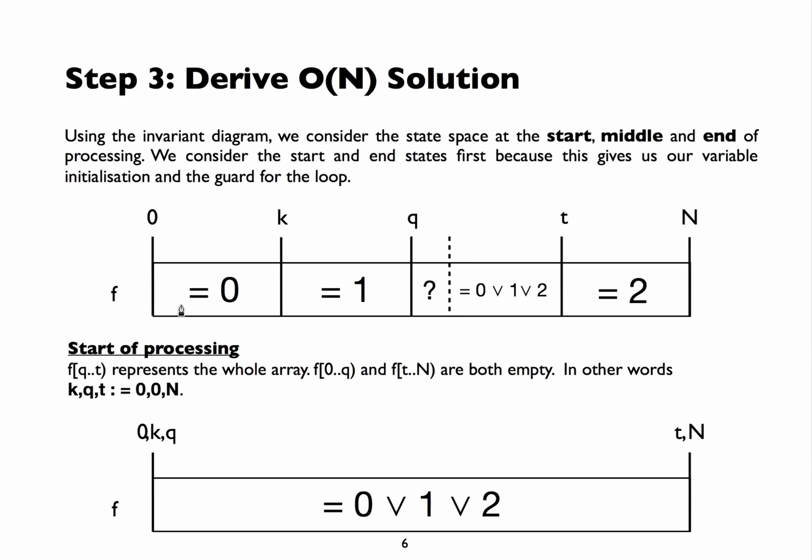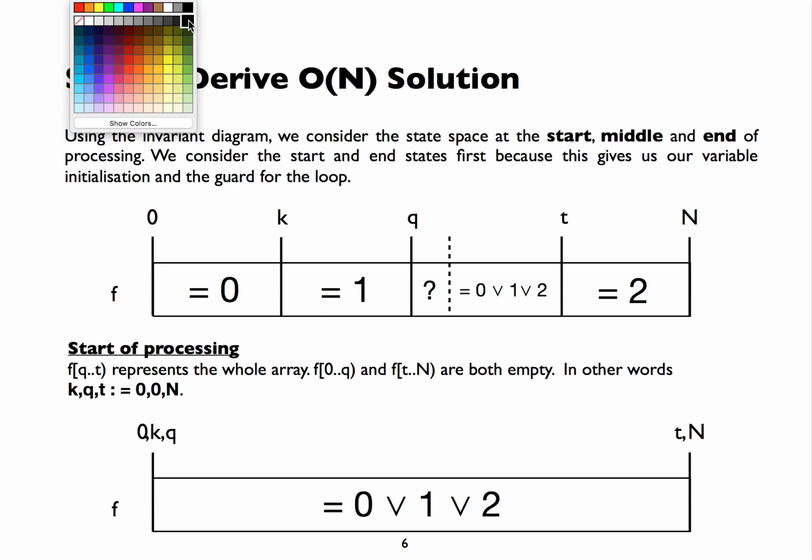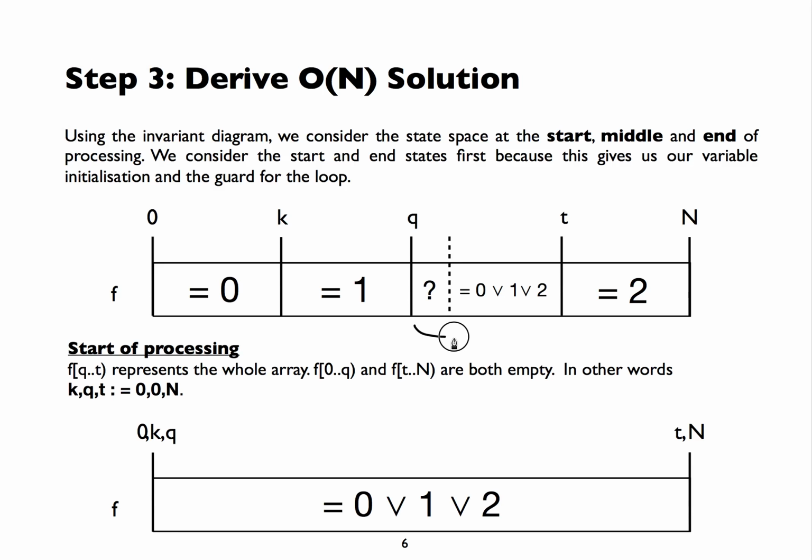So the first thing we do with our invariant diagram is we imagine what things would look like at the start of processing. So when we look at the invariant diagram, we see that we've got this unprocessed segment between q and t. So what would happen if we imagine what this segment would be like at the beginning of processing? Well, at the beginning of processing, nothing has been done. The array has not been processed in any shape or form. So this segment between q and t would really be the entire array because we haven't processed anything yet.